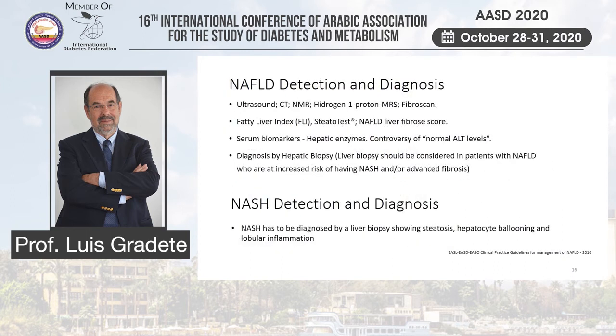How can we detect and diagnose NAFLD? By ultrasound, CT, and MR, hydrogen 1 proton MRS, and FibroScan. Fatty liver index, SteatoTest, or NAFLD liver fibrosis score. Serum biomarkers, hepatic enzymes. Diagnosis by hepatic biopsy. Liver biopsy should be considered in patients with NAFLD who are at increased risk of having NASH or fibrosis. NASH has to be diagnosed by liver biopsy, showing steatosis, hepatocyte ballooning, and lobular inflammation.